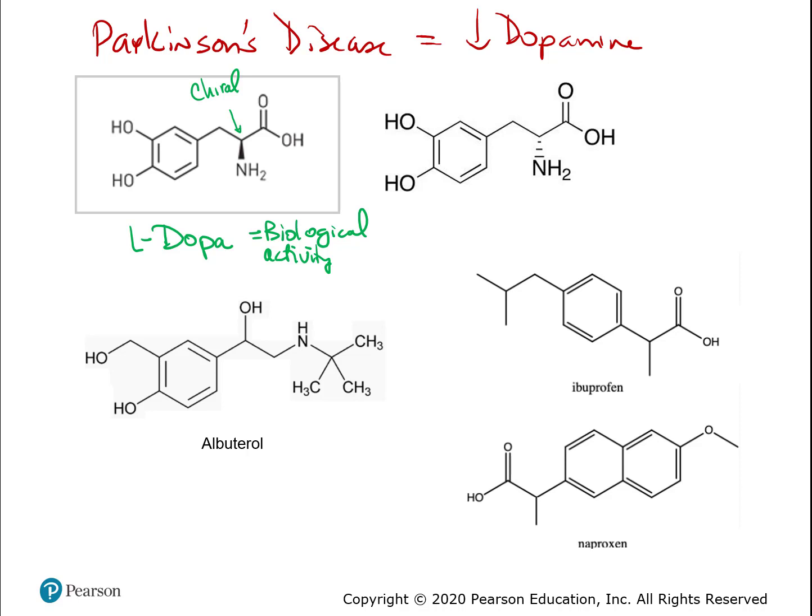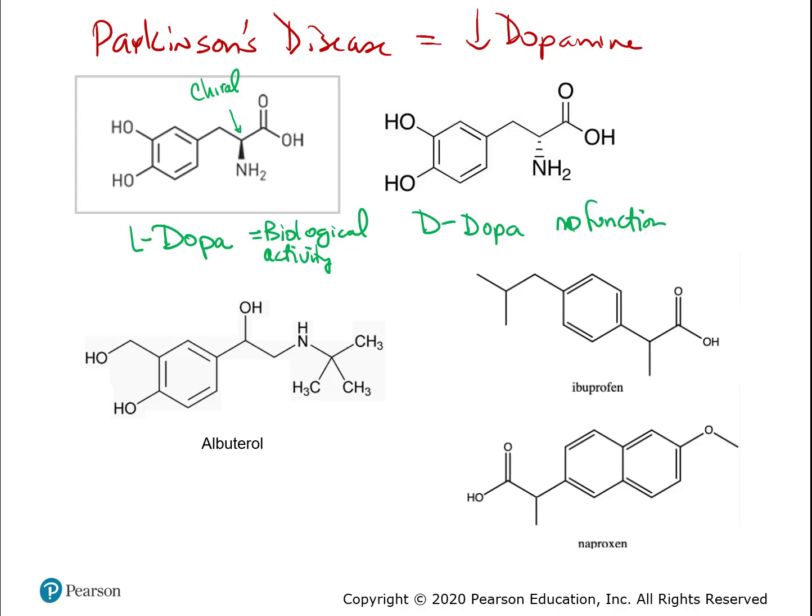So this is one of the meds that's given to people early on to try and decrease the change that occurs in that part of the brain where dopamine is typically made. Unfortunately, the other one, the right-handed, they call it the D form, has no function at all.